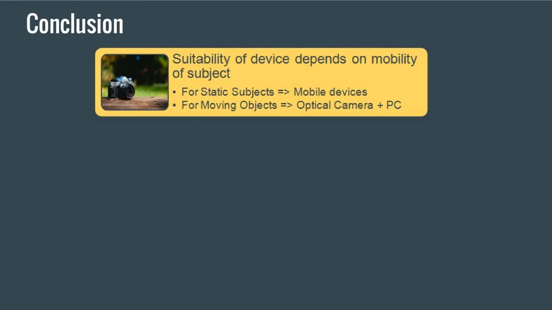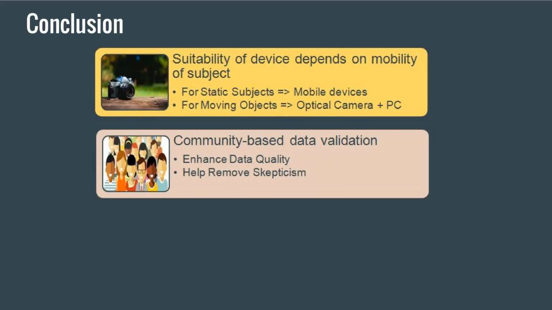Through this paper, the authors demonstrate that the choice of device depends on the mobility of the subject. Static subjects such as plants are well captured by mobile devices, but for birds, optical cameras and PCs are more effective. Community based data validation methods with features based on social interactions can enhance data quality and help remove skepticism around data collected by citizens.